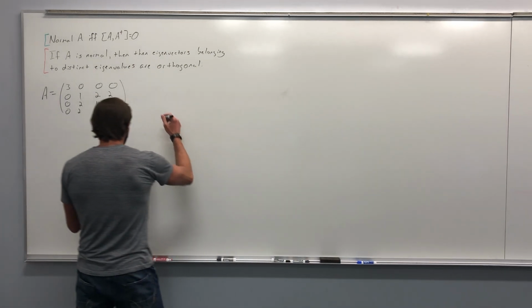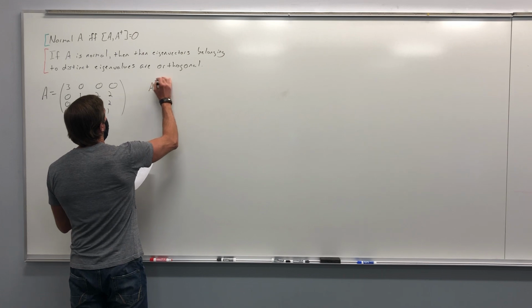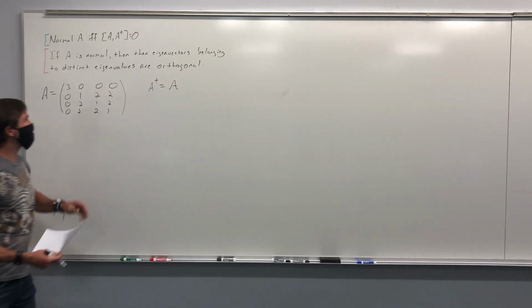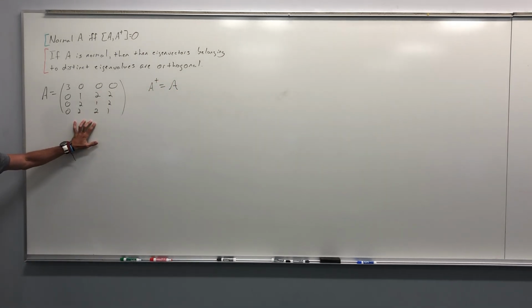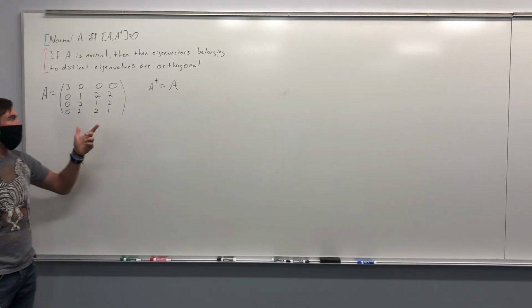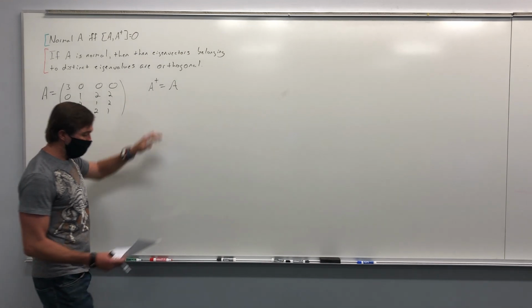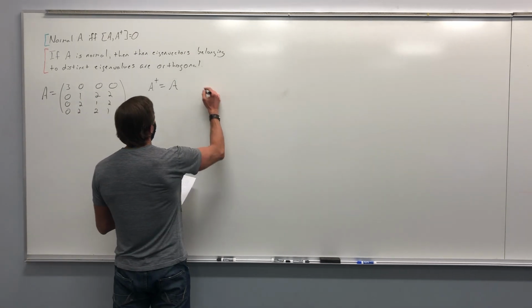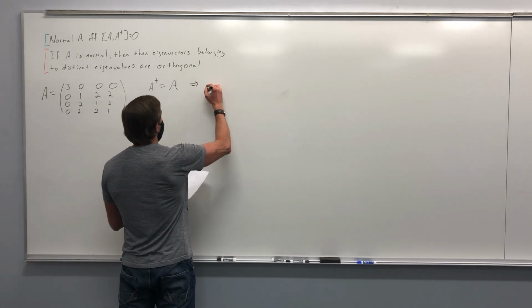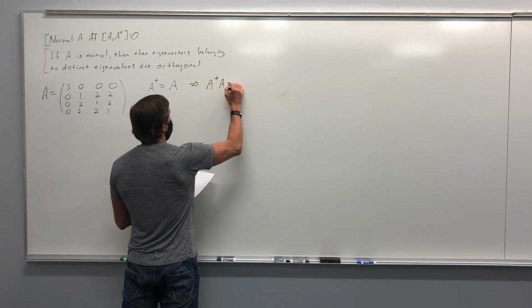Now, first of all, notice A dagger equals A. This is composed of real numbers, so the adjoint of it is just the transpose. This is symmetric, so this is self-adjoint. But being self-adjoint means that it is, of course, normal.